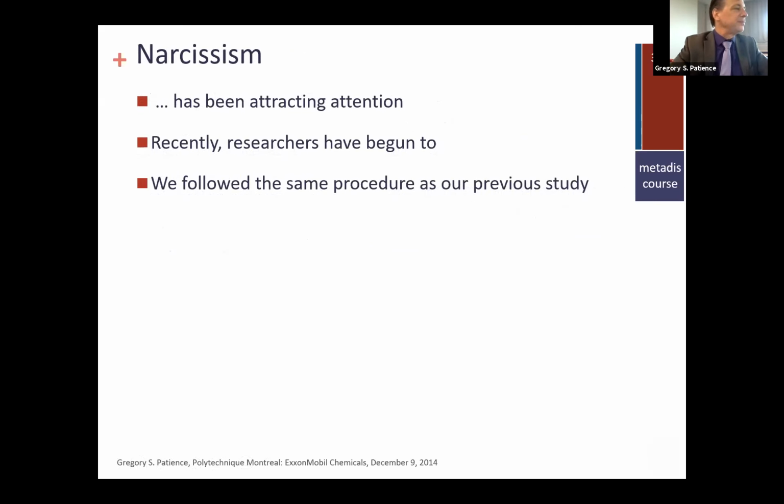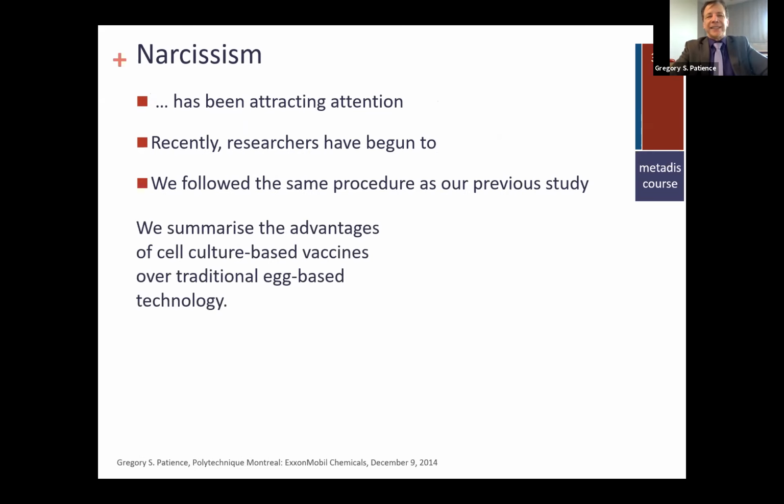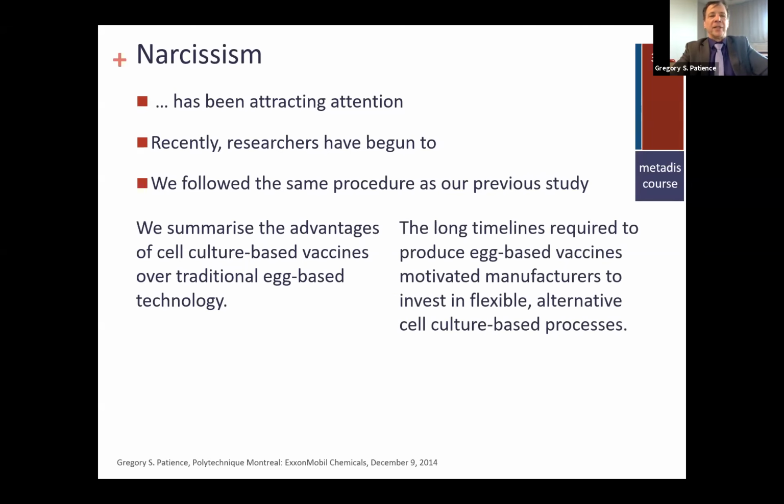So, the narcissism: "Narcissism has been attracting attention. Recently, researchers have begun to..." Okay, these sentences maybe are appropriate in a review, but in an article, they add text and take away from your thesis. What was the problem? What did you accomplish? "We summarize the advantages of cell culture-based vaccines over traditional egg-based technology." Okay. So again, we did something, we summarized.